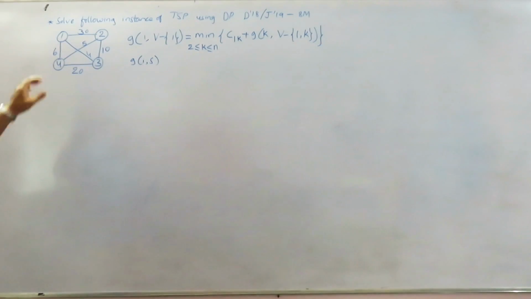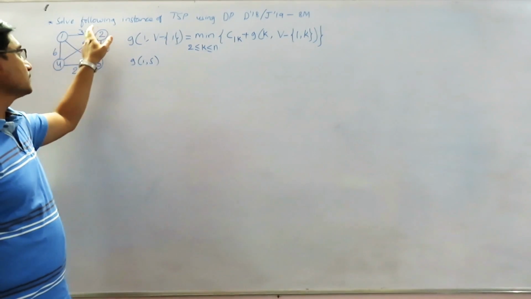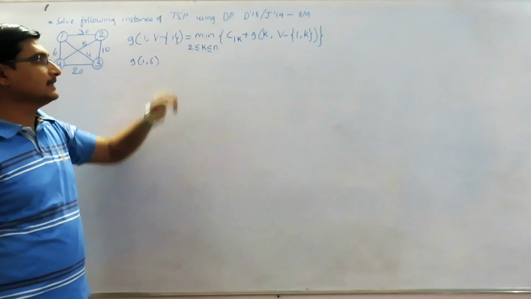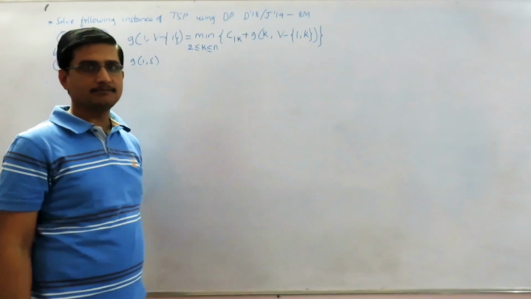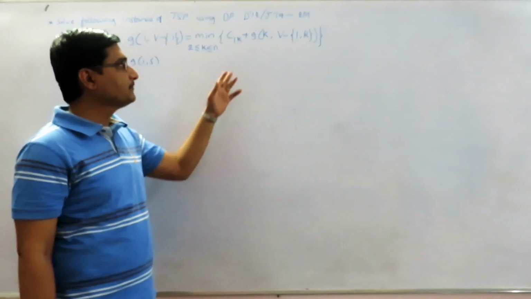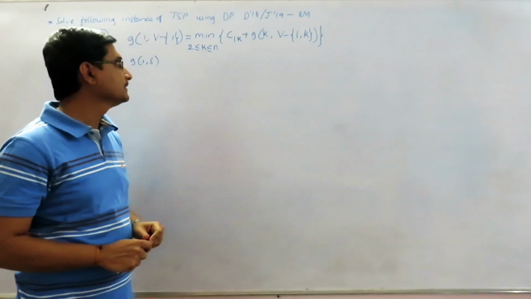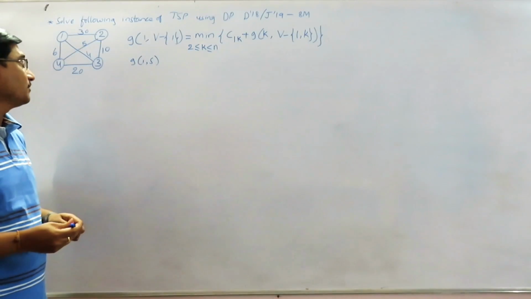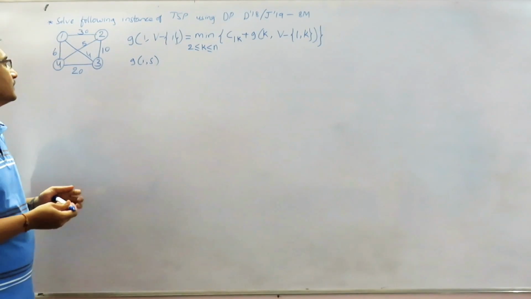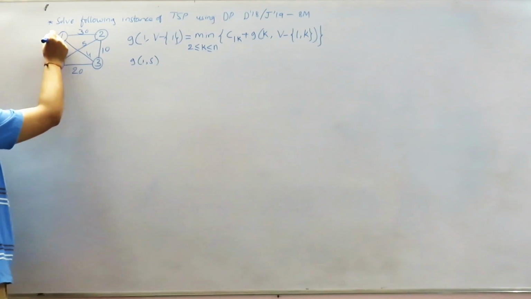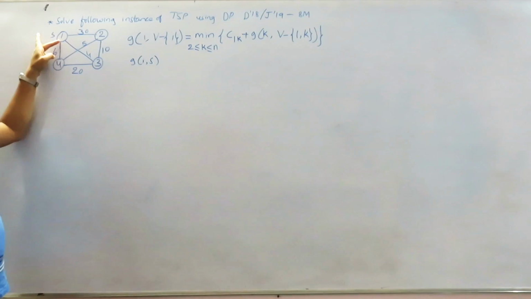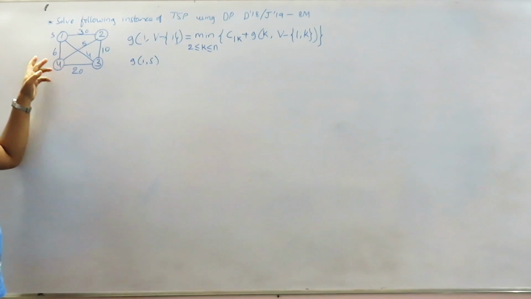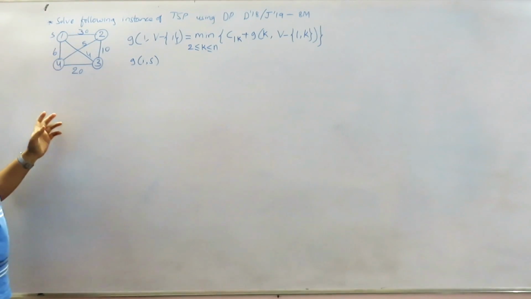So the next problem is to solve the following instance of the traveling salesman problem using dynamic programming. This was asked in December 2018, January 19 for 8 marks. So we need to apply dynamic programming to solve this traveling salesman problem. Here, let us consider vertex 1 as the source vertex. We need to travel all these 4 vertices and we need to come back to 1.